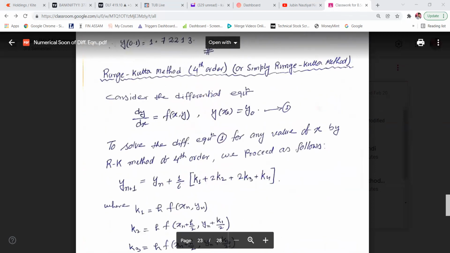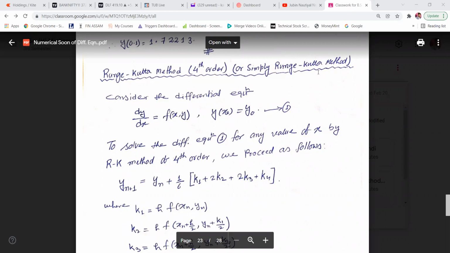Now, the RK method of fourth order, or simply the Runge-Kutta method. If in your exam a question comes, solve the given differential equation using the Runge-Kutta method, that means you must understand that you need to solve it by the Runge-Kutta method of fourth order. If it is mentioned that solve this by the Runge-Kutta method of second order, then you will use the earlier one. Otherwise, if it is asked to solve the given differential equation by the Runge-Kutta method, that means it is required to solve by fourth order.